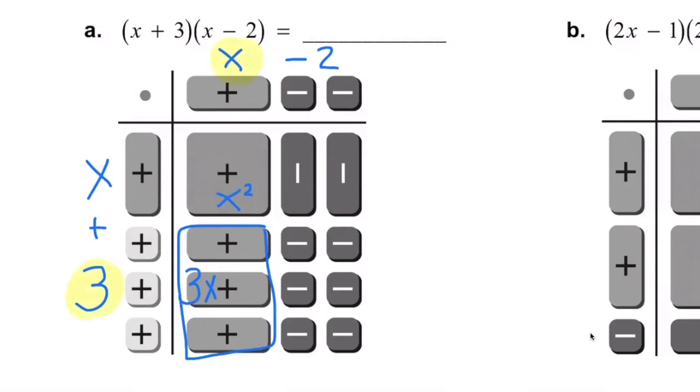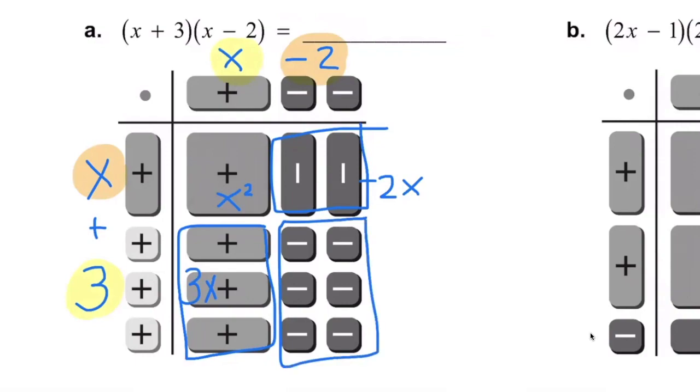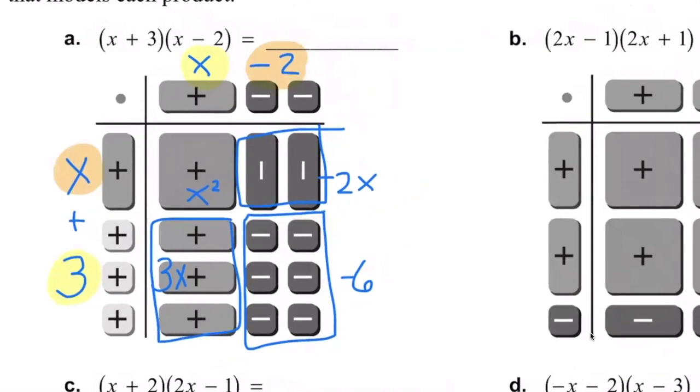Next, when you take your x times a negative 2, that's when you get a negative 2x. That's what that represents. And then lastly, if you take a 3 times a negative 2, you get negative 6. So from here is where we actually start combining things.